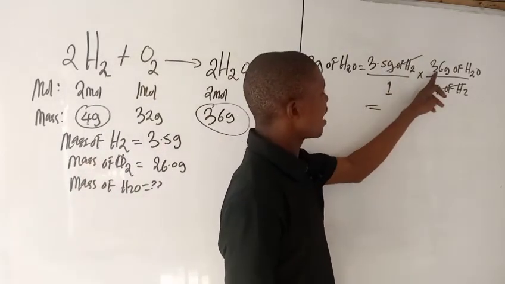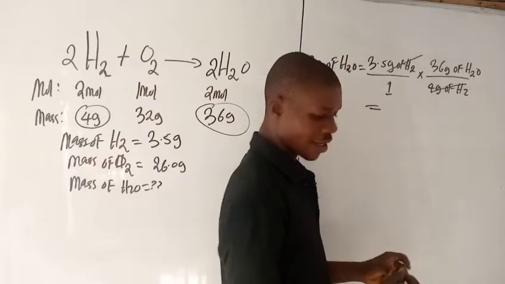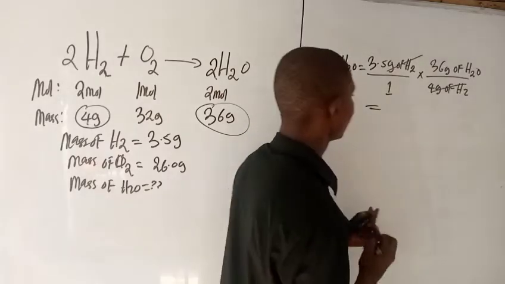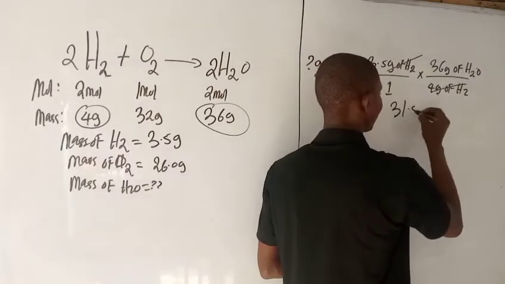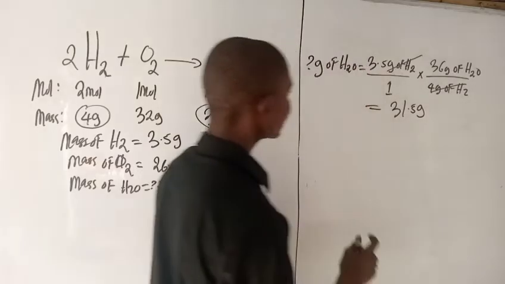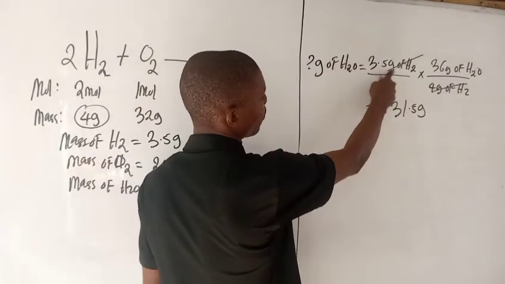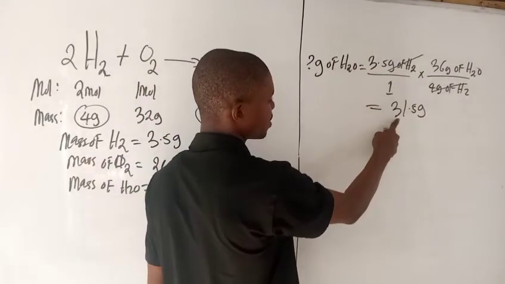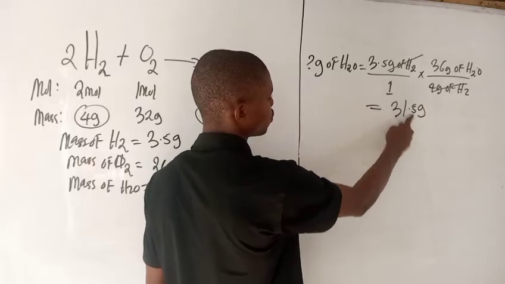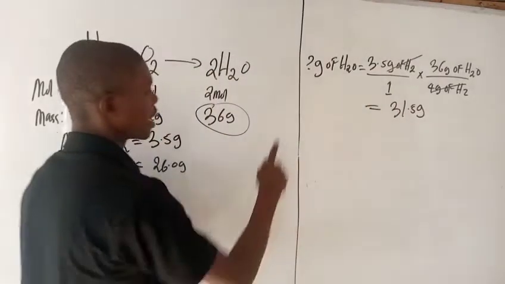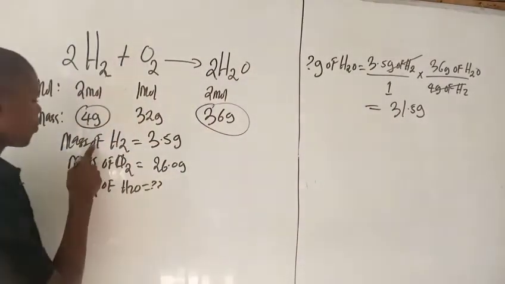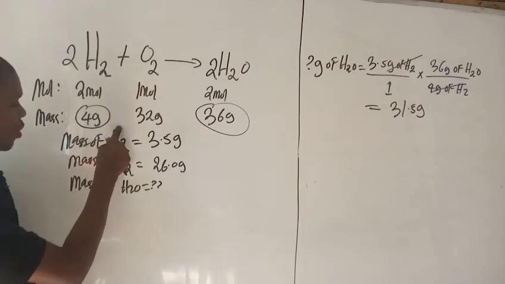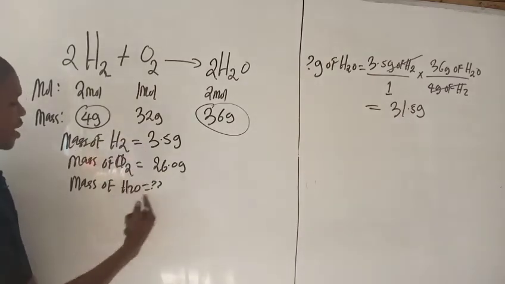When we punch it into our calculator, 3.5 times 36 divided by 4, we get 31.5 gram. It means that 3.5 gram of hydrogen produces 31.5 gram of water. So this is for the first one. We have used the mass of hydrogen to calculate the mass of water.